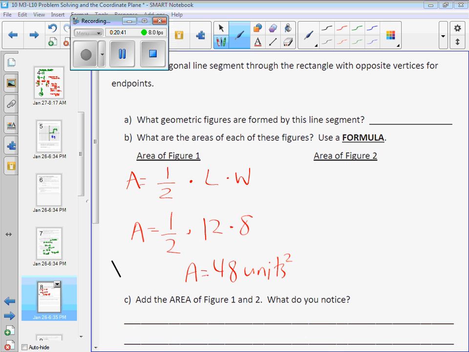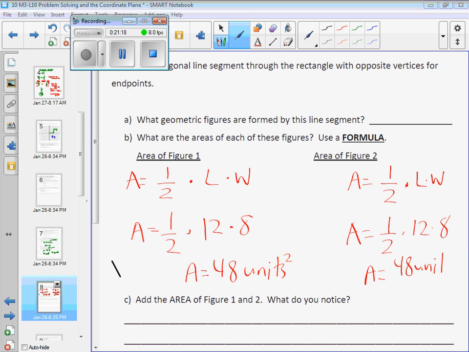Okay, do the other triangle. Still want you to write the formula. Length times width times a half. Do we see that the length and the width of the second triangle are the same as the first triangle? That hasn't changed, has it? Therefore, what's the area of triangle 2? Also 48. Doesn't that kind of make sense? Because the two halves or the two triangles, when you put them together, make the entire rectangle. Which is really the answer to C and D.